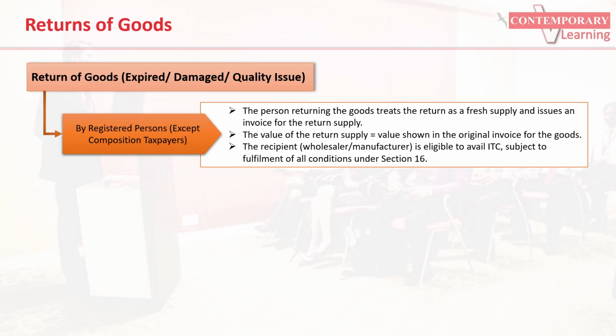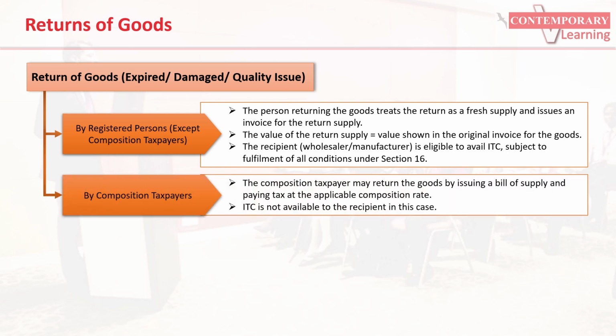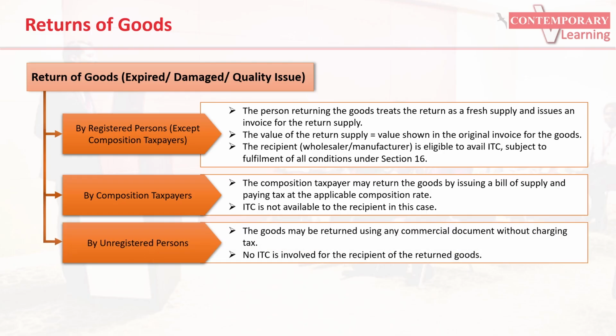Composition taxpayers handle returns differently. They can return goods by issuing a bill of supply and paying tax at the applicable composition rate. However, the recipient cannot claim ITC in this case because composition taxpayers cannot issue tax invoices. Unregistered persons can return goods using any commercial document without charging tax, and no ITC is involved for the recipient.